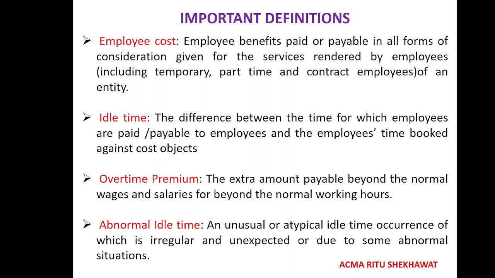From here, if you want to calculate effective labor hours, that is total labor hours minus normal idle time, and you will get effective labor hours. With reference to that, you can also calculate labor cost per hour: total labor cost divided by effective labor hours gives you labor cost per hour. So this is idle time and abnormal idle time.